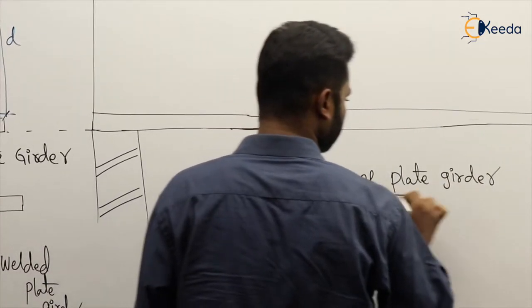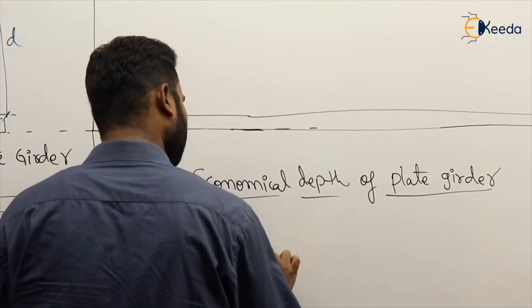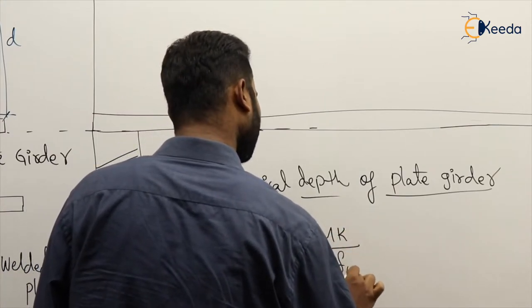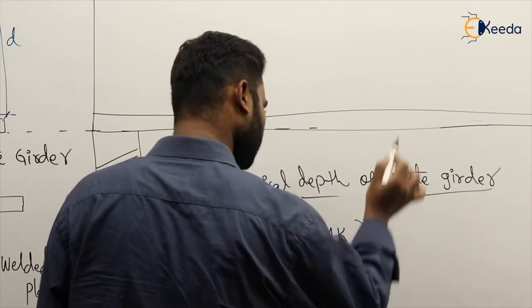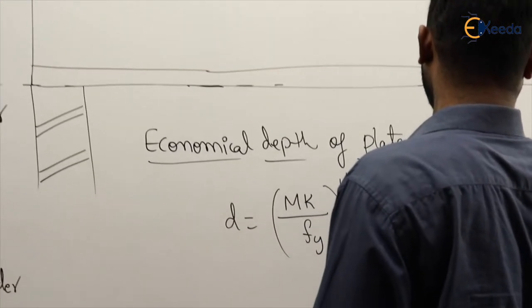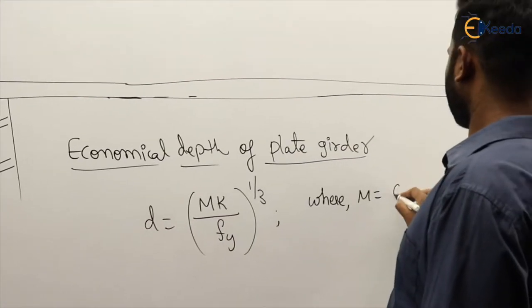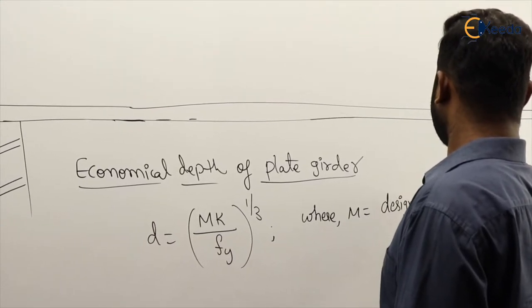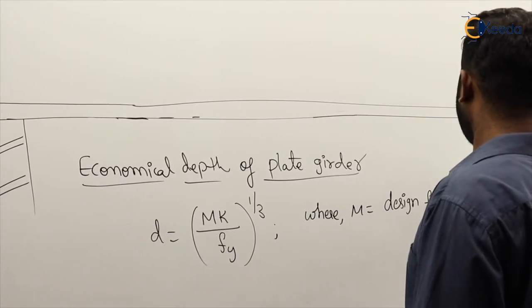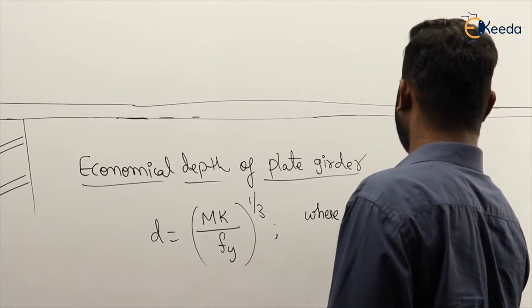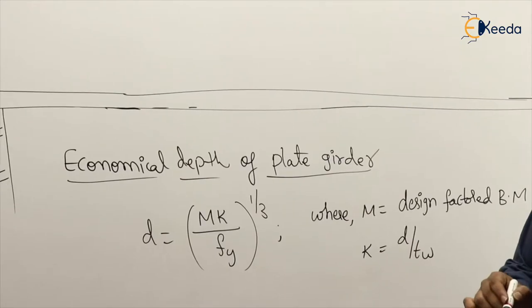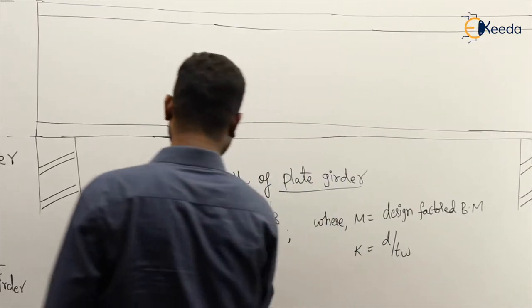So the formula for it is d = (M K / f_y)^(1/3), where M is the design bending moment and K is the ratio, which is equal to d / t_w. So this is the economical depth of the plate girder. Okay, this is the formula for the economical depth of the plate girder.